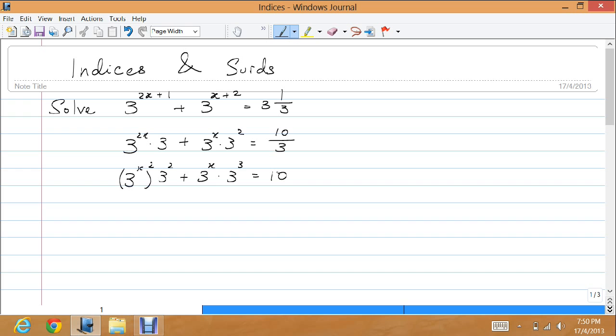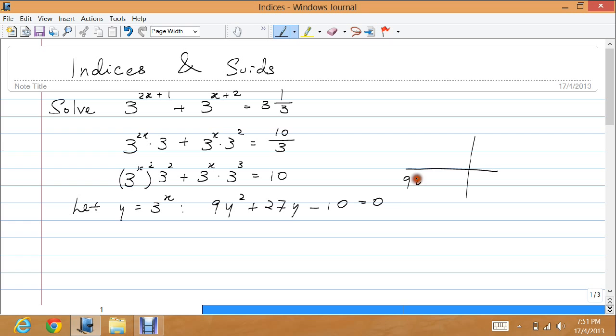So it is evident now that we have 3 to the power of x in the first two terms on the left hand side. So let's do a substitution. Let y equal 3 to the power of x. Then we end up with 9y squared plus 27y minus 10 equals 0. In other words, we have a quadratic equation in terms of y. So let's try to solve this quadratic equation.